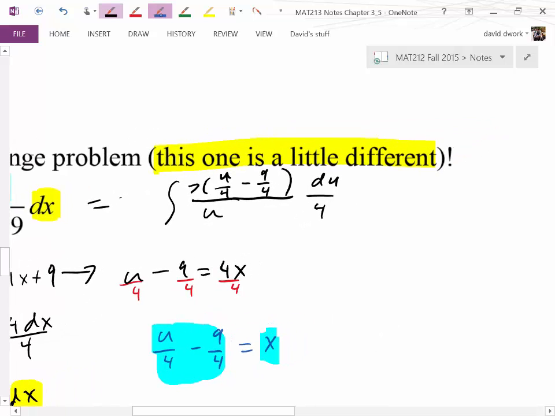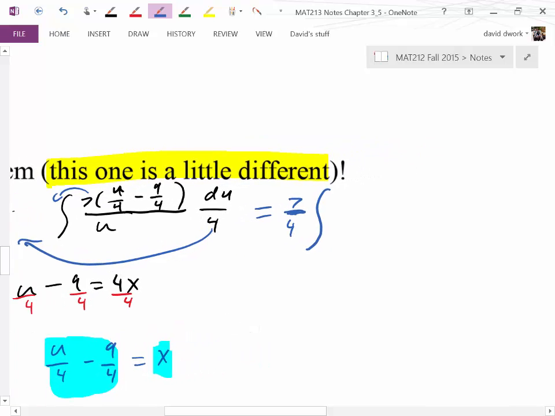What can we do to kind of simplify this a bit? I could pull this 1/4 out, so that would give me 1/4 on the outside, and I can pull the 7 out as well, can't I? So that would give me 7/4 on the outside. I'll use my eraser. Okay, so now on the inside I would be left with what? U fourths minus 9 fourths all over u du.